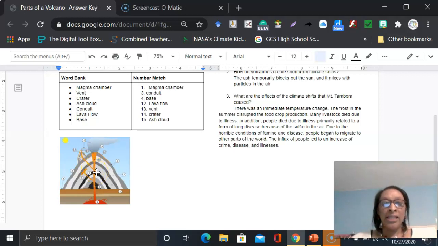Then you have the vents for 13, and vents are areas where gases can escape from the volcano. So it's not just at the top, which is actually 14, called the crater. It can also escape from those areas as well. And then 15 is your ash cloud. So those are your responses for your homework.